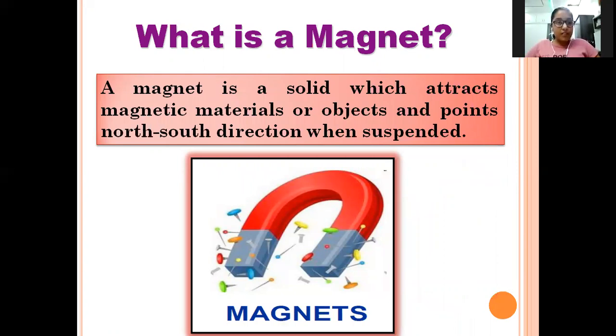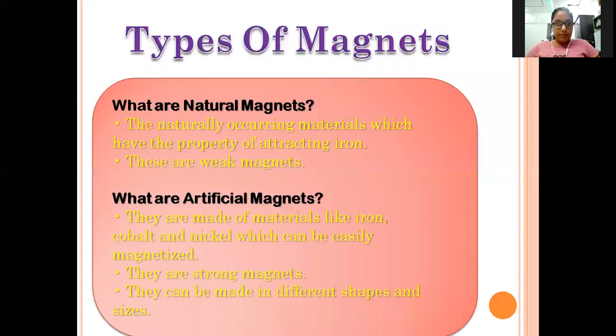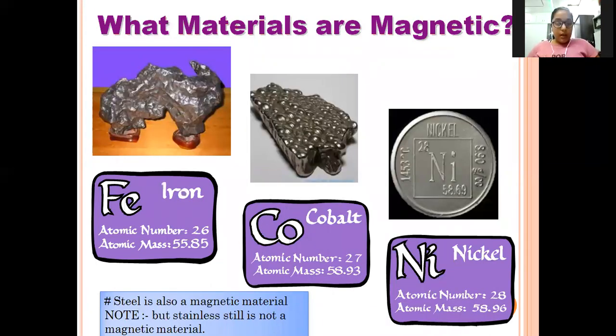Now we will see what a magnet is. A magnet is a solid which attracts magnetic materials or objects and points in the north-south direction when suspended. As we now know what a magnet is, we will see what the magnetic materials are. The magnetic materials are iron, cobalt, nickel, and steel. Steel is also magnetic. But note this thing, stainless steel is not a magnetic material.